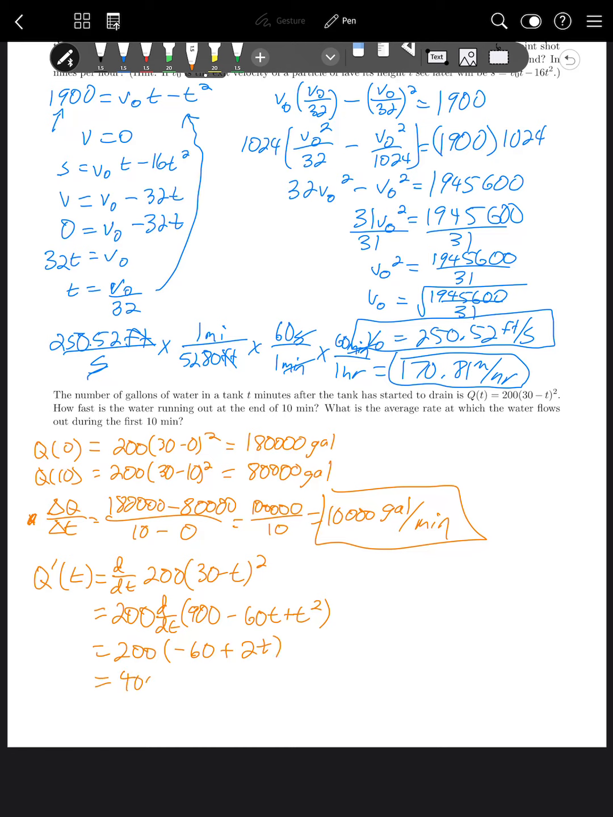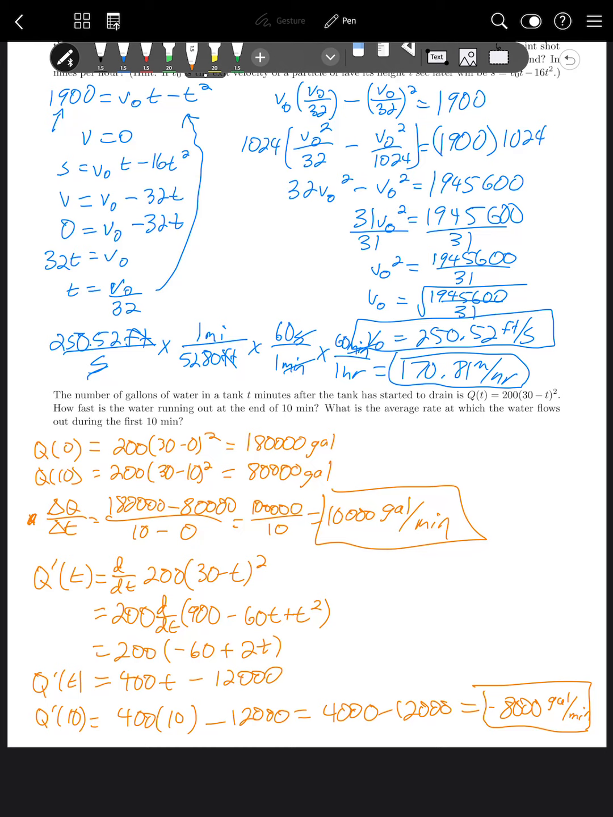So that's going to be 400t minus 12,000. So that's my derivative, and we want to know how fast is the water running out at time t equals 10. So now I just plug 10 into that. So 400 times 10 minus 12,000 is 4,000 minus 12,000. So this will be negative 8,000 gallons per minute.